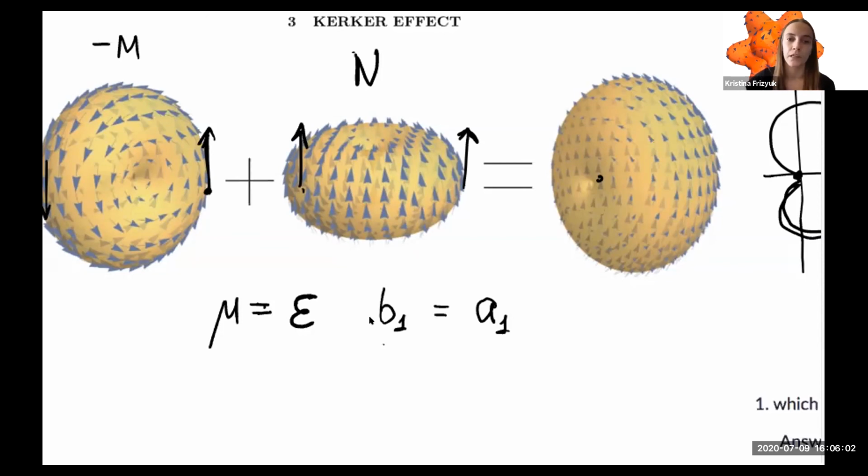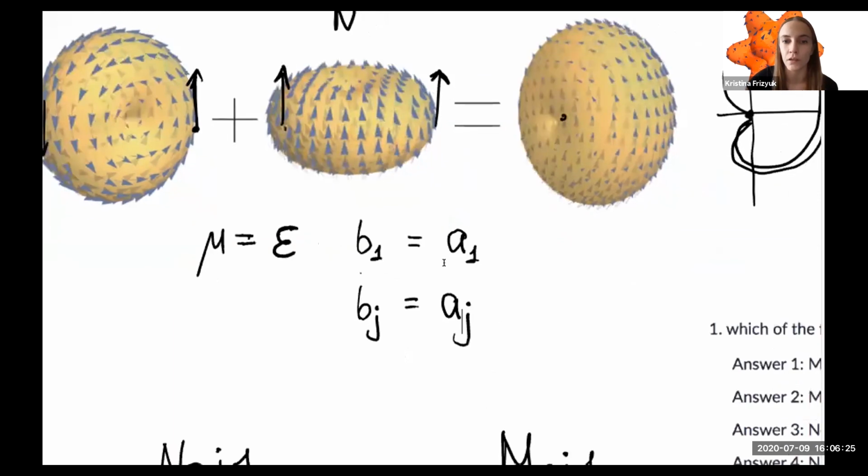Actually, it is not only true for dipoles. We have a similar situation for any other multipoles. So all the multipoles add up like this, and they give total cancelling of backscattering. So this was the original Kerker effect.